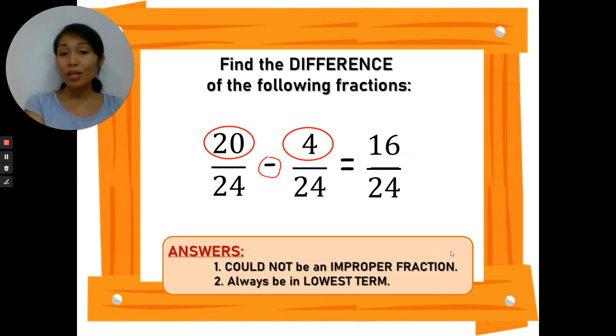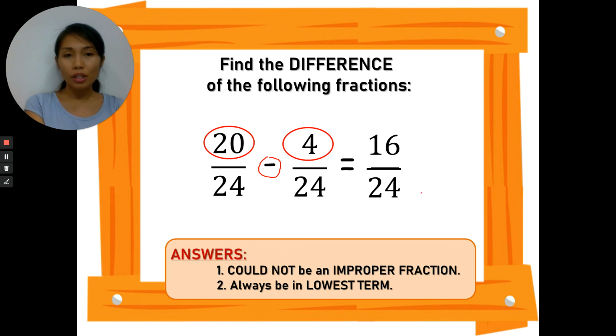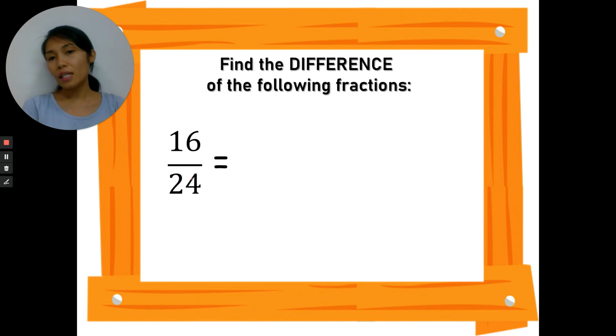Is that our final answer? That could not be an improper fraction. Yes, it's not an improper fraction. So let's check. Always be in lowest term. Is it in lowest term? You see 16 and 24 are even numbers, so that means we can still divide this by 2, right? So let's see factors of 16 and 24, we could use 2 because they are both even numbers. We can also use 4, right? 16 divided by 4 is 4. 24 divided by 4 is 6.